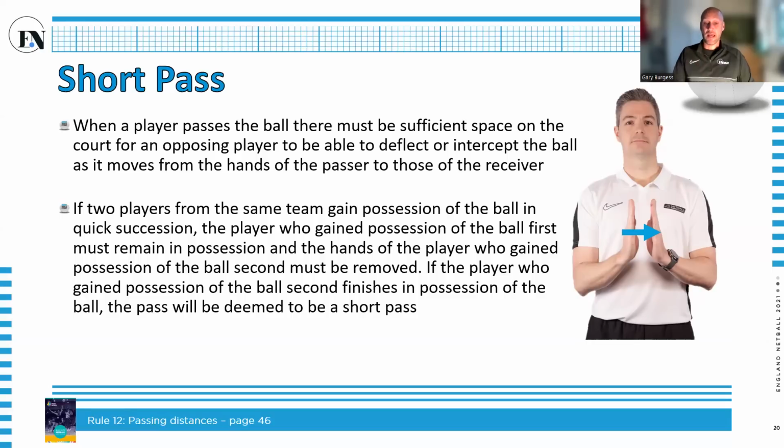be able to deflect or intercept the ball as it moves from the hands of the passer to those of the receiver. Now, the most straightforward indication for umpires when considering if a short pass infringement has occurred is that at the point of exchange between passer and receiver, there are four hands on the ball at once. That's the starting point. So if I hand the ball to you and at the same point I give you the ball, my hands and your hands are on the ball, then that's the starting point on the continuum of a short pass.